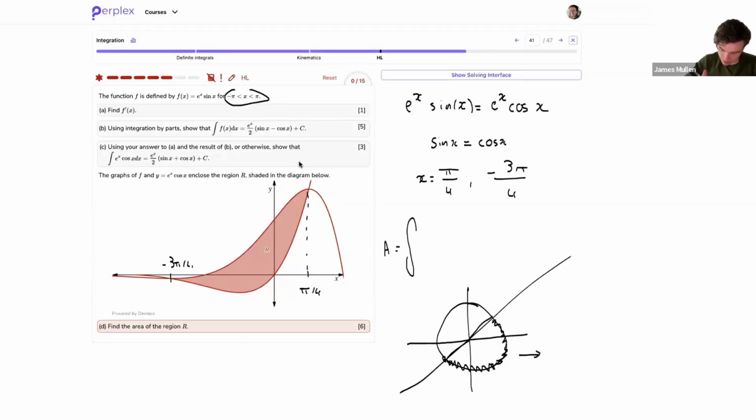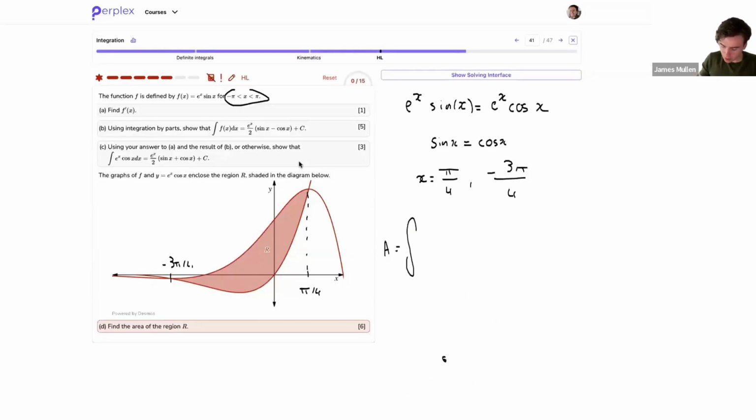Let me clear the screen, or at least clear that unit circle. And so the area that I'm computing is just going to be e to the x cos of x minus e to the x sin of x. So I can just put that like this, minus e to the x sin of x dx.